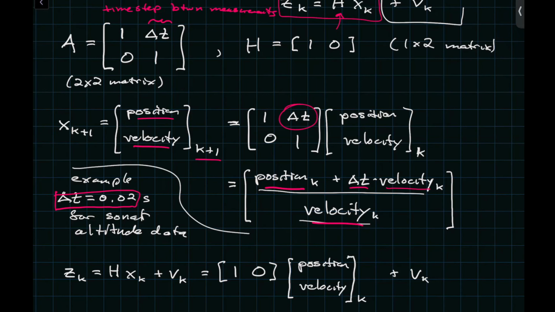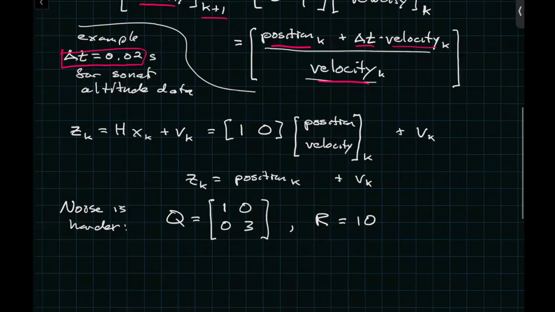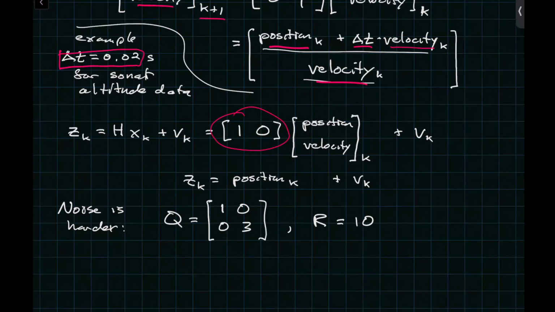Because we're measuring only the position, H, I said, was this matrix 1, 0. And if you multiply that times the state, which is position and velocity, you do recover the position. So that was the A matrix and the H matrix. Those are two of the four matrices you have to determine for the system model. Everything else is just part of the Kalman filter algorithm, and you don't change that.